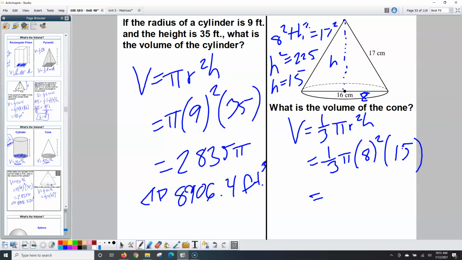So punch all that in your calculator. I think you get 320 pi cubic centimeters, or magic arrows will give you 1,005.3 cubic centimeters.